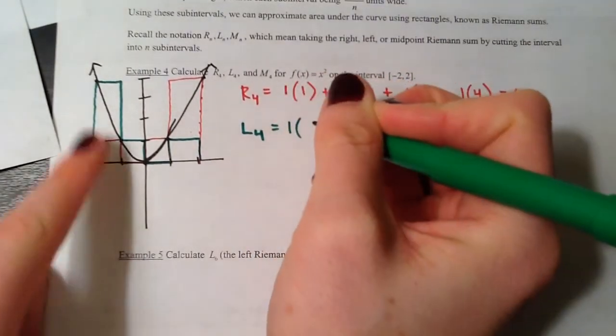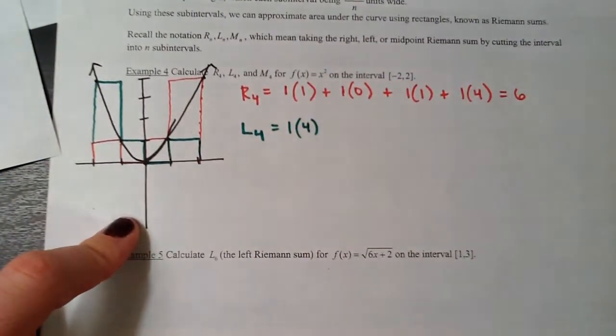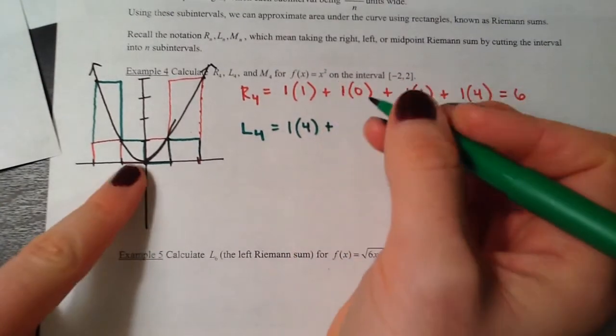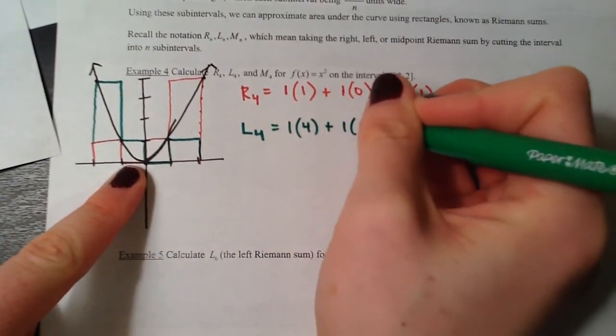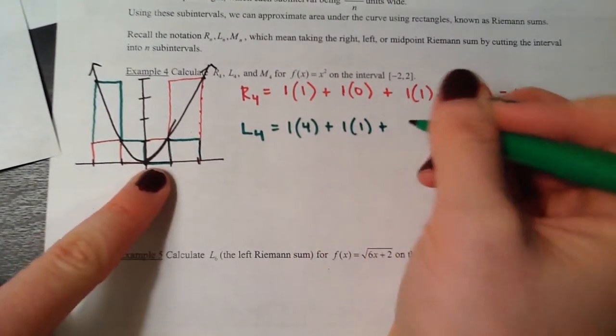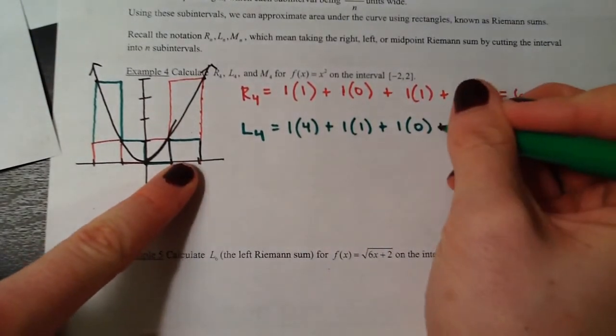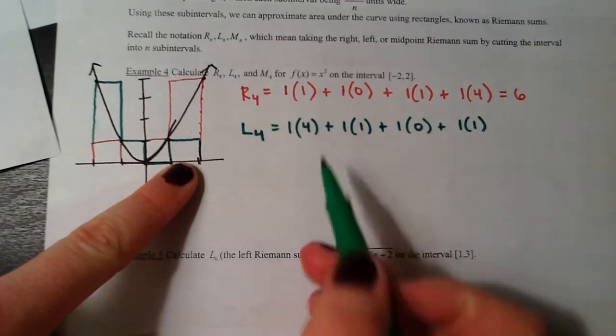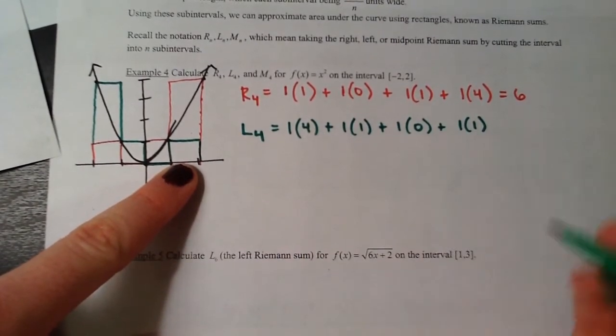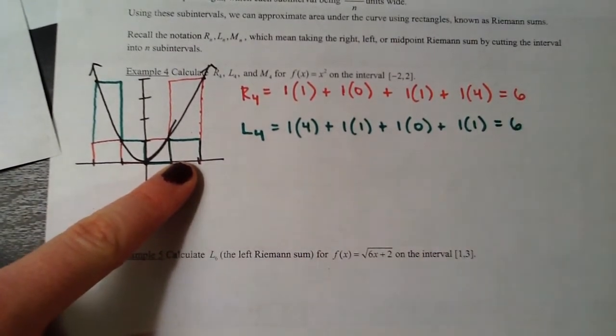width of 1, height of 4, because we use the left endpoint as our height, plus the second one, width of 1, height of 1, plus third one, width of 1, height of 0, and then plus for the last one, width of 1, height of 1. So this is again 4 plus 1 plus 1. So this one gives us 6 as well.